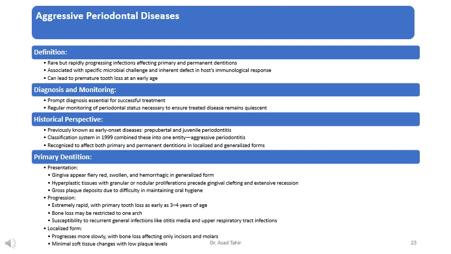Bone loss may be restricted to one arch, with susceptibility to recurrent general infections like otitis media and upper respiratory tract infections. Localized form: progresses more slowly, with bone loss affecting only incisors and molars. Minimal soft tissue changes with low plaque level.